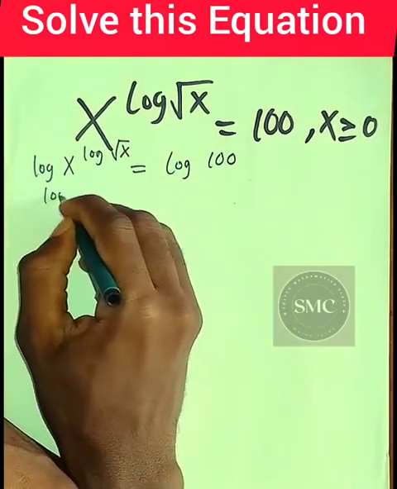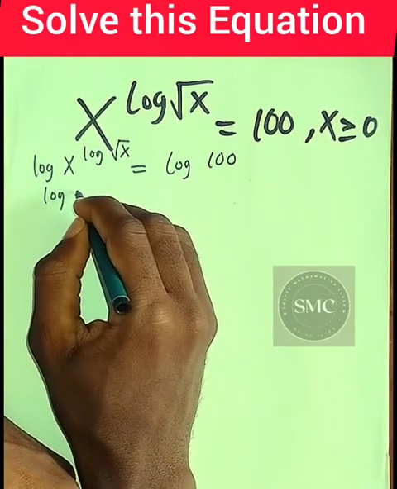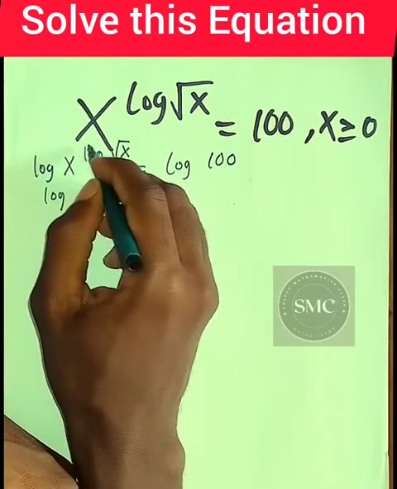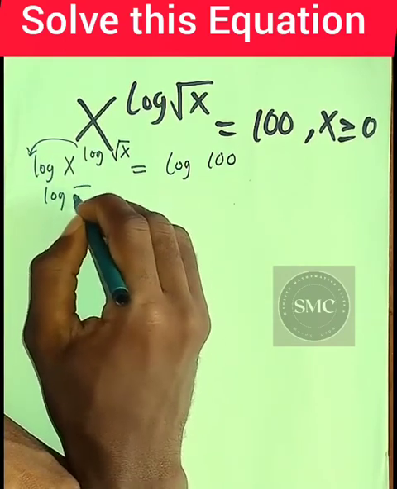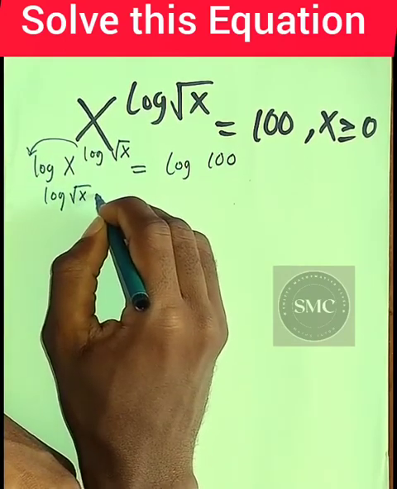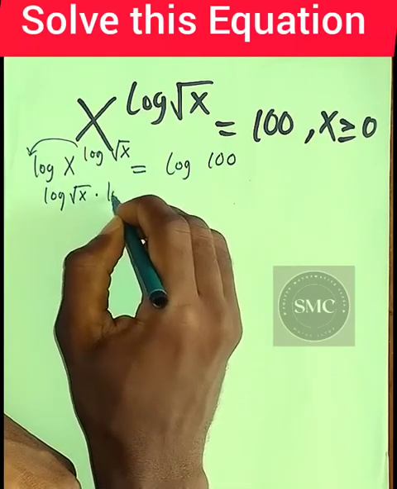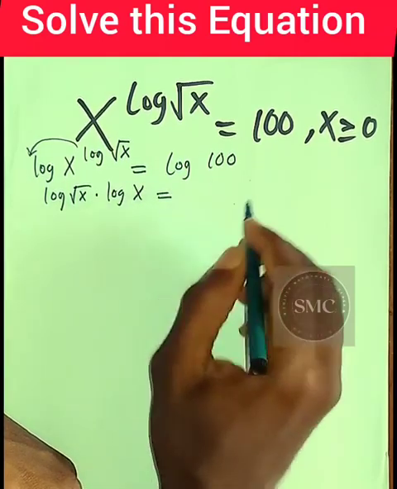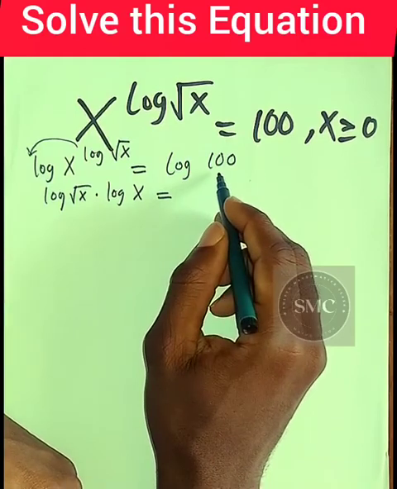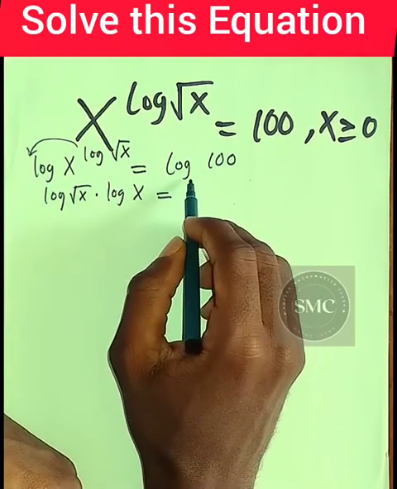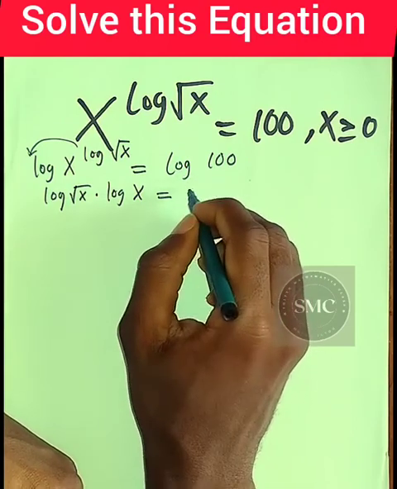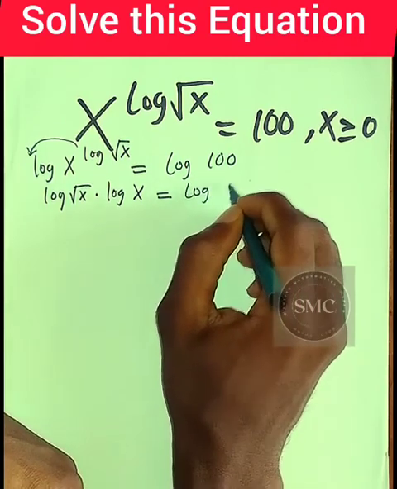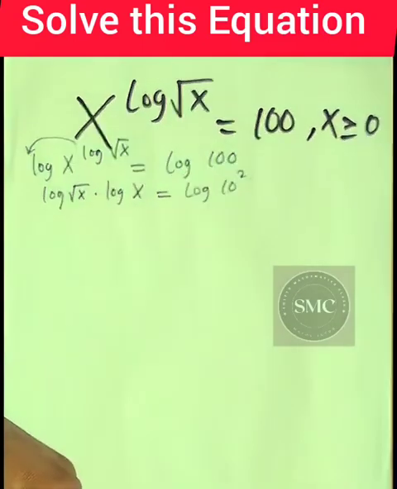So the next thing we are going to do is that this power has to come down and multiply the entire logarithm. We have this multiplied by log x, equals, now taking the logarithm of 100. Don't forget that this log is with respect to base 10. So therefore we are going to have log 10 to the power 2.